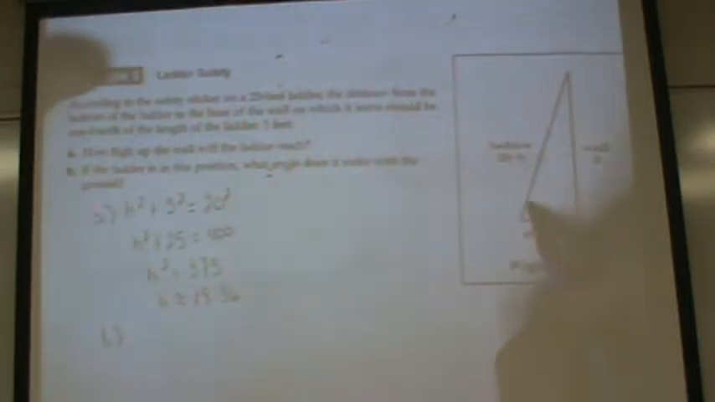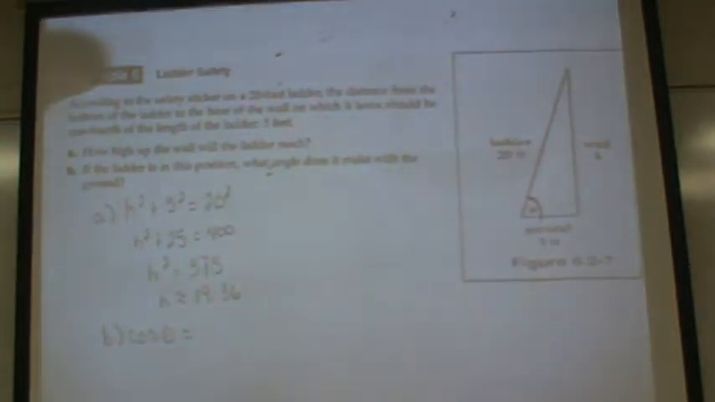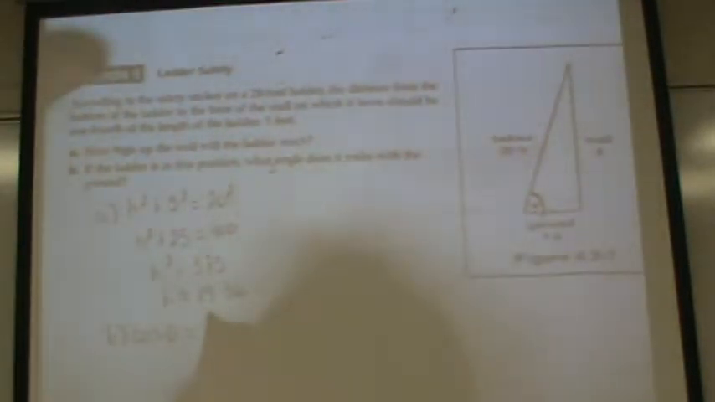Now B asks, if the ladder is in this position, what angle does it make with the ground? So for B, we're finding this angle theta in the diagram. Using our original pieces of information, the 20 feet and the 5 feet, how can we find this angle? It's cosine of theta. And what is cosine of theta equal to? 5 over 20.